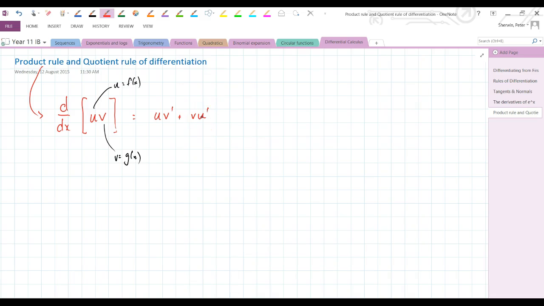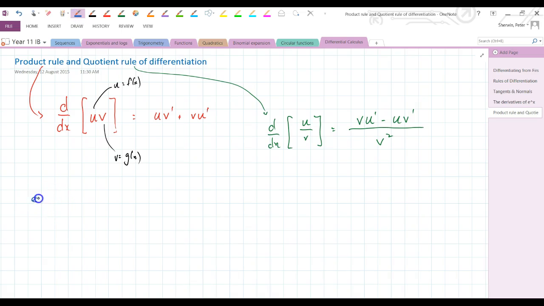The quotient rule is slightly more involved. This says that the derivative of u over v, same deal, u and v functions of x, equals, start with a v, vu dash minus this time, u v dash over v squared. All right, let's have a look at how these work, because at the moment that's just a load of gibberish.